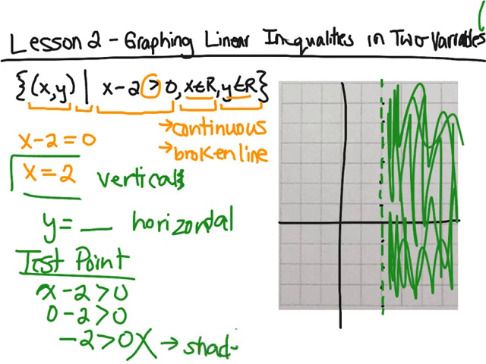And we should still verify. And please shade this in properly. I can't on the iPad. It's impossible. If we verify this point, 3, 1, 3 minus 2 is greater than 0, 1 is greater than 0, that works. So anything to the right of this line will work.